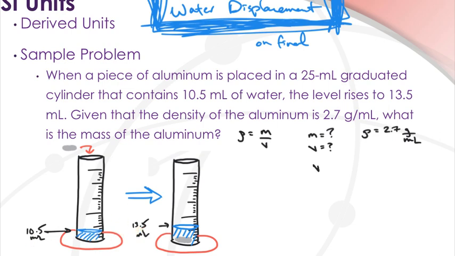Then you can find the volume of the object by finding the difference in the volumes here. So my final volume was 13.5 milliliters. VF is what that is. VI is my initial volume, 10.5 milliliters. How you will see this on your homework, what's the volume of the object here? It's the difference between the two, but what you're going to see looks like a triangle and a V. That is the Greek letter delta.